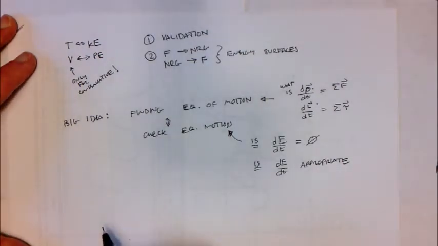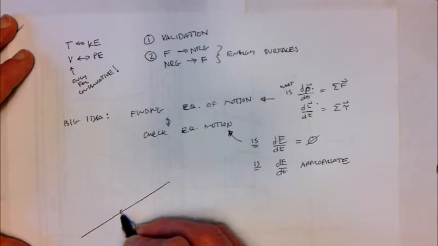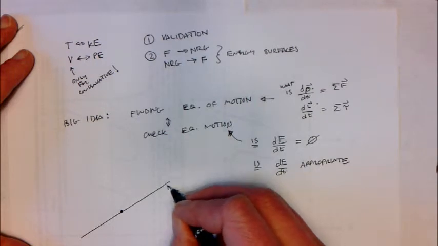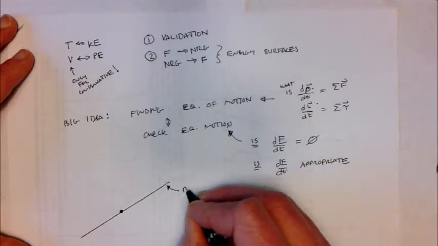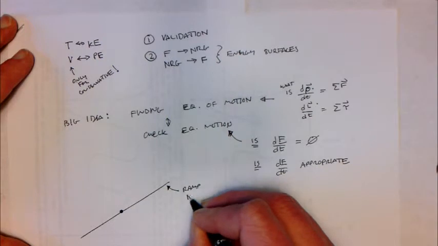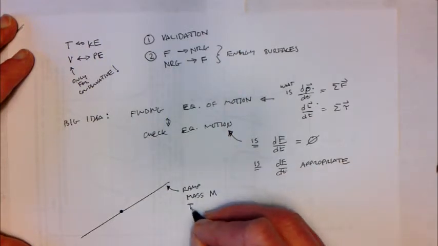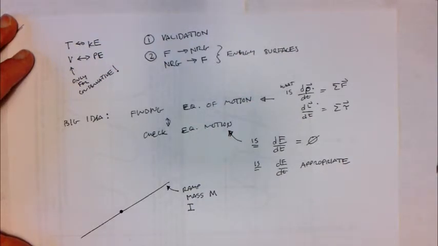And in fact, I'll remind you of an example that we did in ModSim. It's the skateboarder problem. The idea of the skateboarder problem is that I have this ramp. The ramp has a mass, we'll say big M, and it has some moment of inertia, that's I.